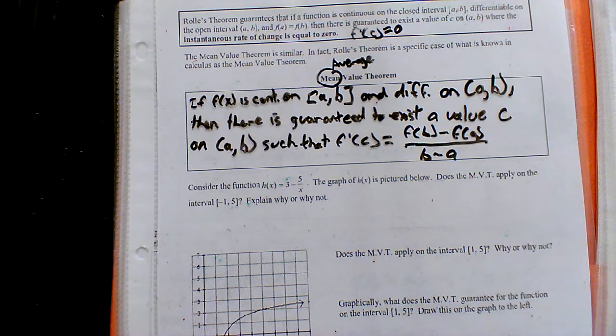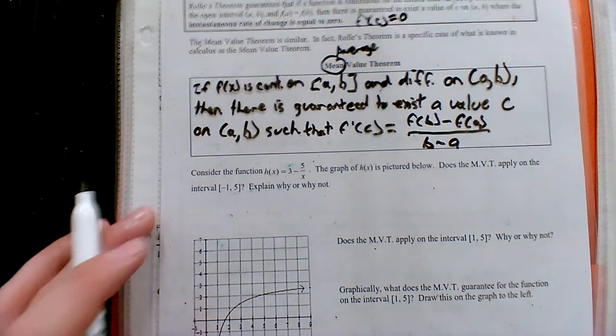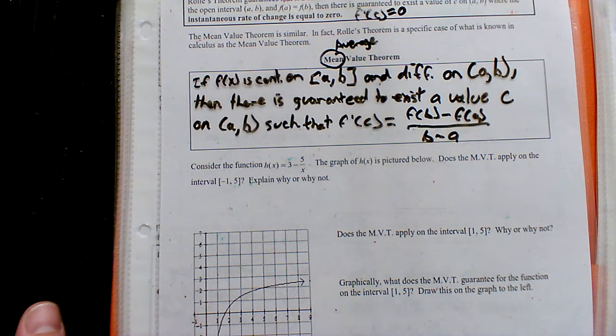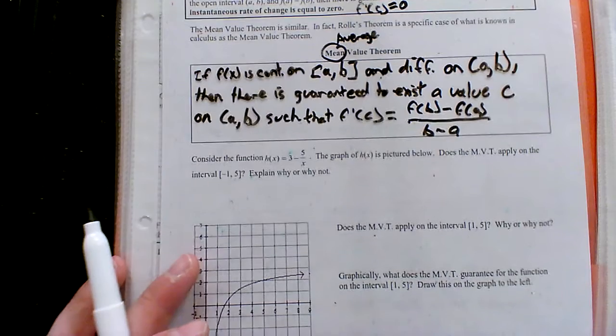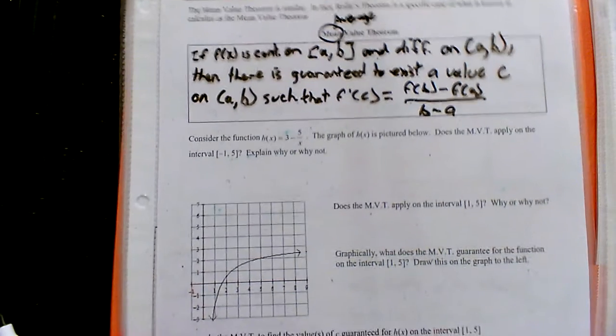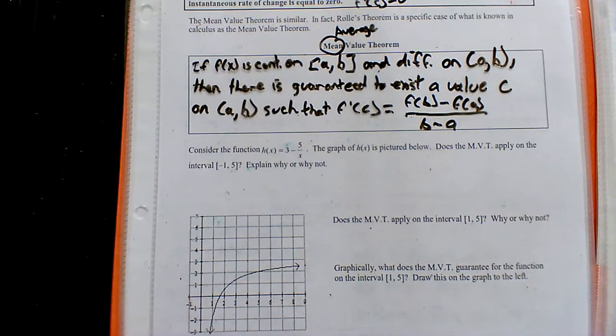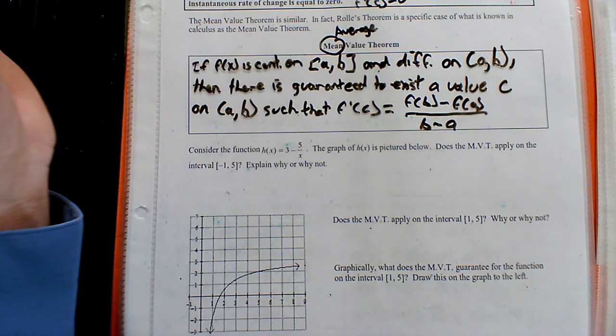Alright, so let's go ahead and look at the first problem beneath. Consider the function h of x equals 3 minus 5 over x. The graph of h of x is pictured below, so we see it down there. Does the mean value theorem apply on the interval -1 to 5? Explain why or why not. So from -1 to 5.